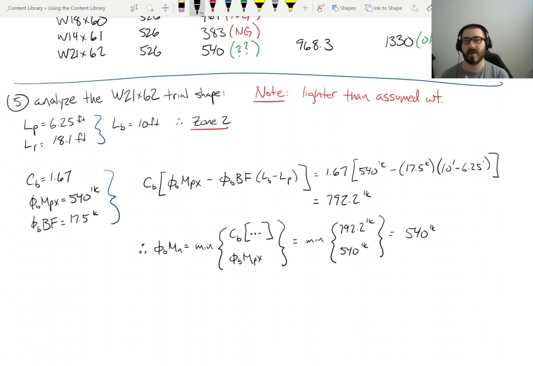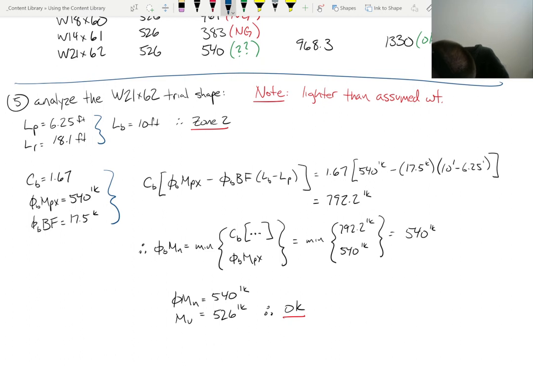And that's another thing with high CB problems. If you have a high CB, I still think you should evaluate the capacity, but I would not be surprised if your capacity just ends up being the plastic moment. It's not always the case, but that more often than not will happen. So phi VMN is 540 foot kips, and then MU in this case was 526. So we're okay.